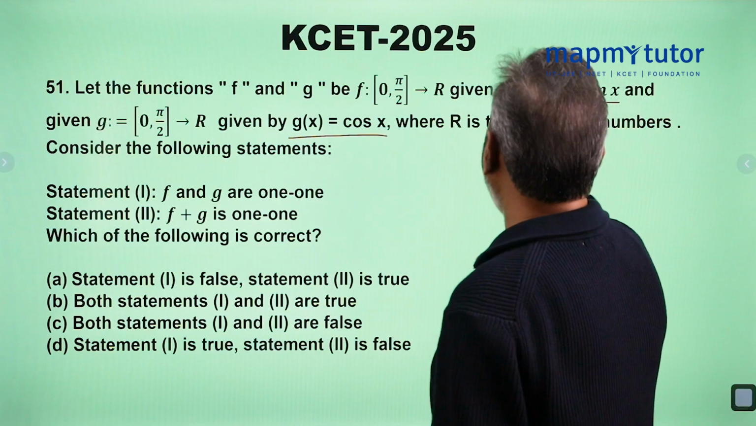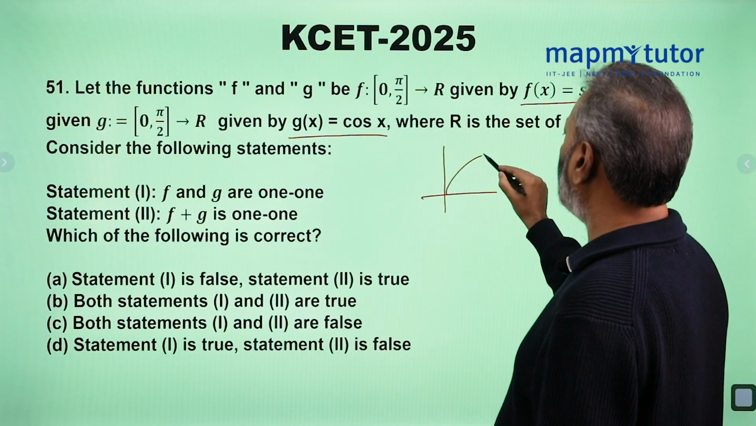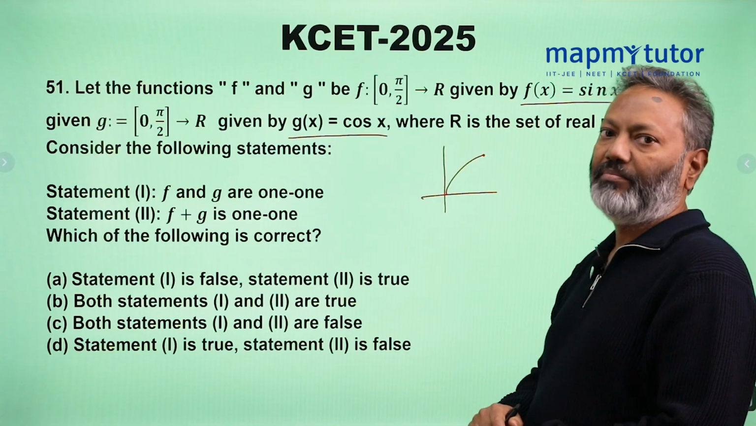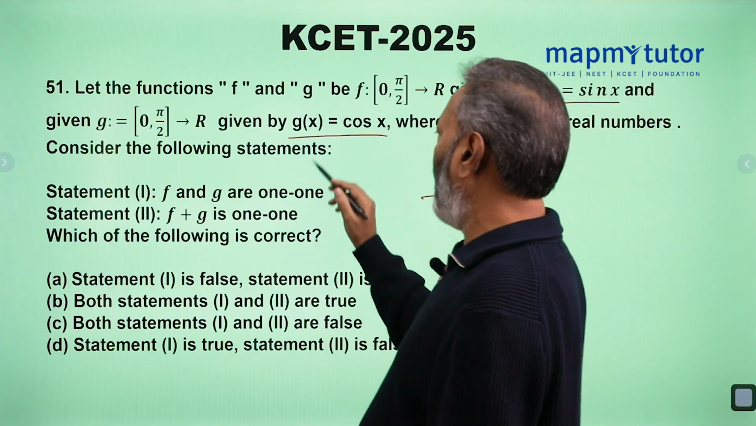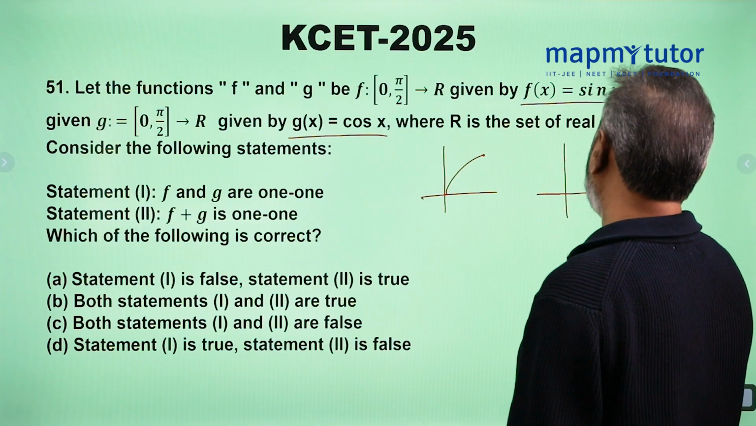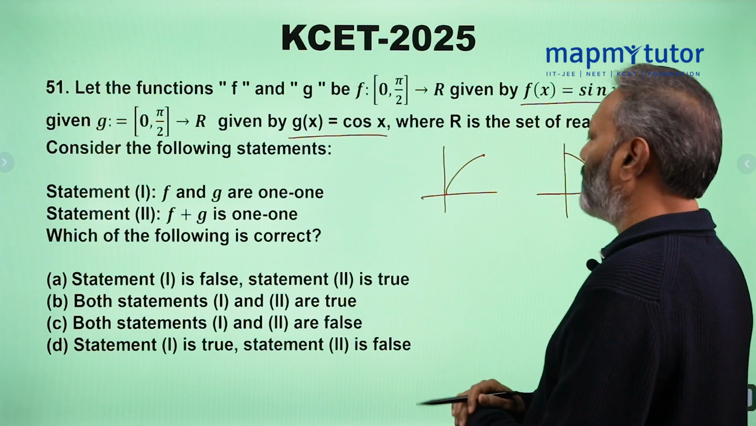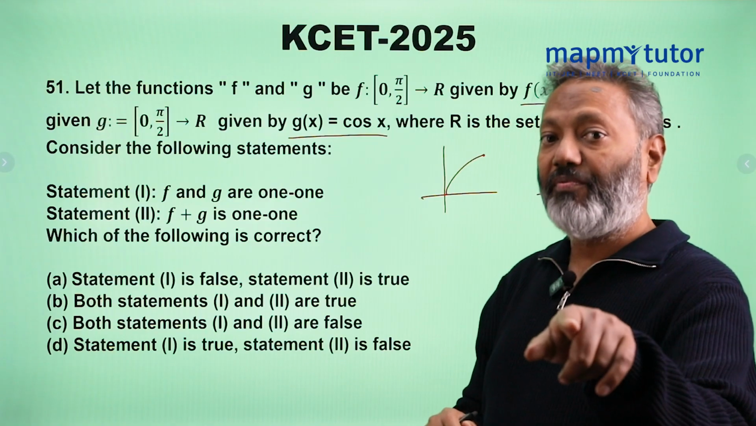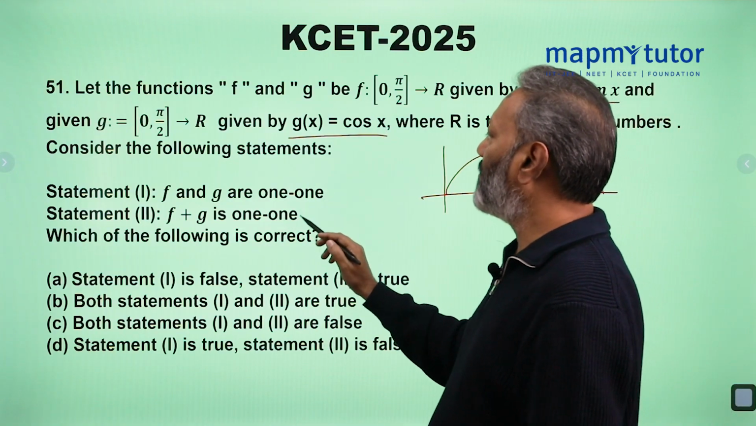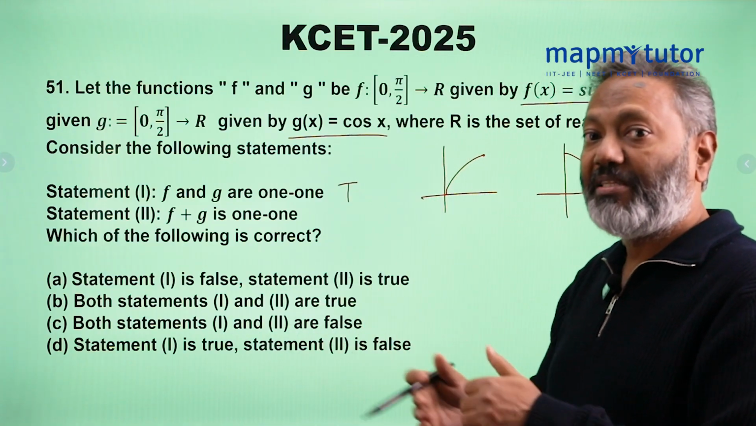And here, between 0 to pi by 2, sin x increases from 0 to 1. Therefore, f is 1-1. Right? g, let us say cos. Between 0 to pi by 2, it decreases from 1 to 0. Therefore, it is also 1-1. So f is 1-1, g is 1-1. Therefore, the first statement is true. Yes. What about f plus g?